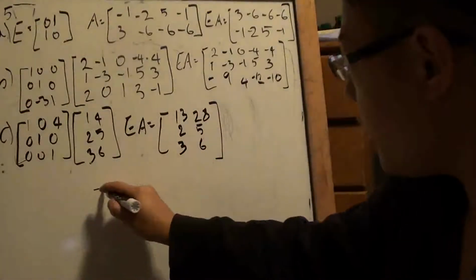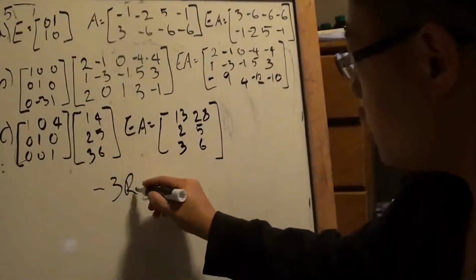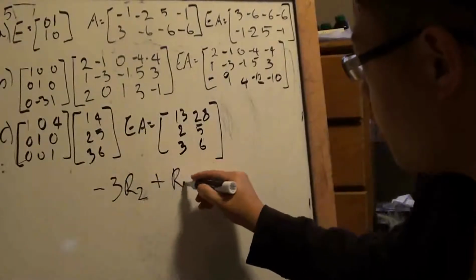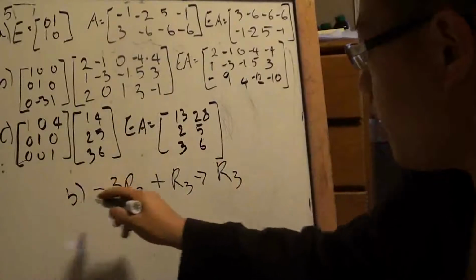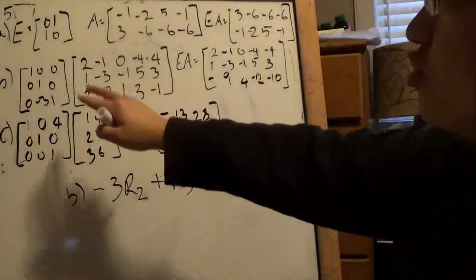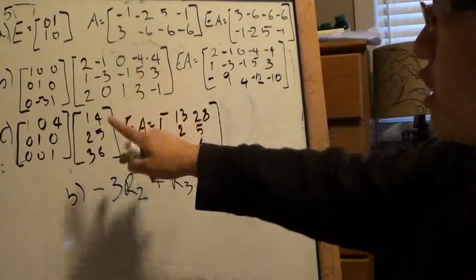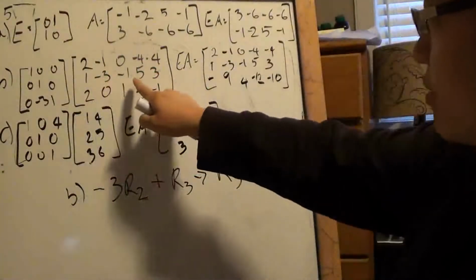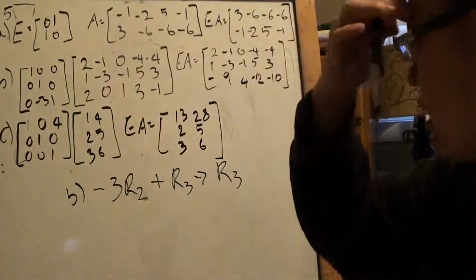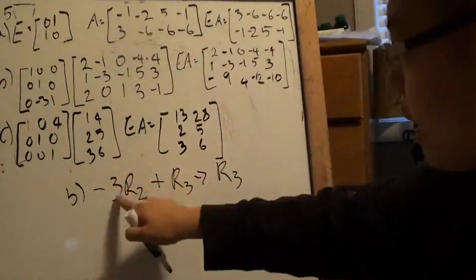So if I have negative 3R2 plus R3 gives me our new R3. This is for B, right? If that's the case, then I'm going to do exactly the same thing to the original function. So let's focus on row 2, right? Times it by -3 and add it to the second one. So let's see if that actually gets our answer.